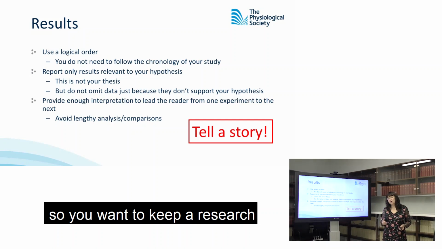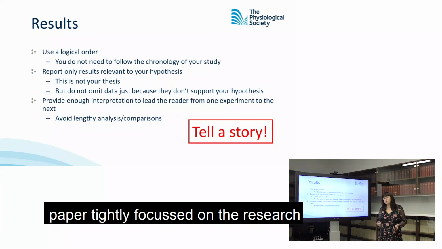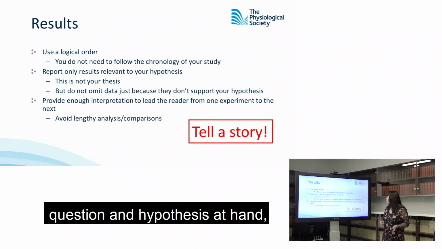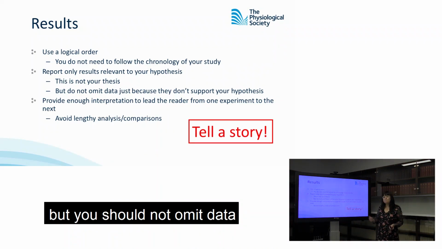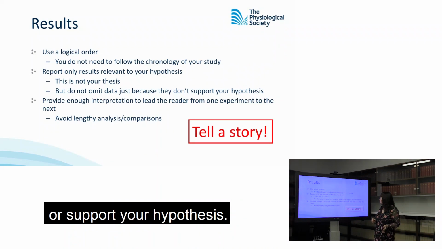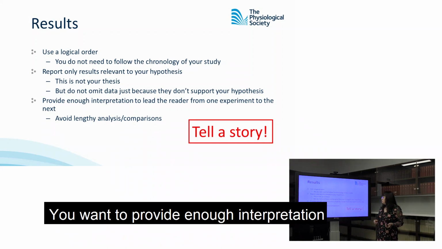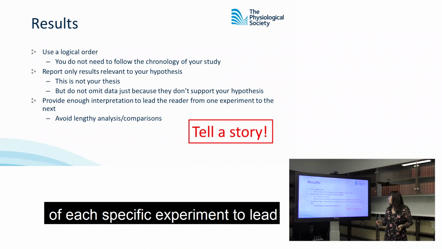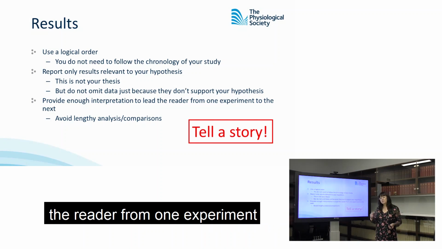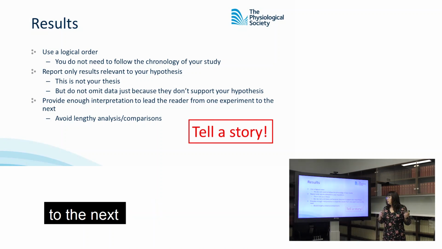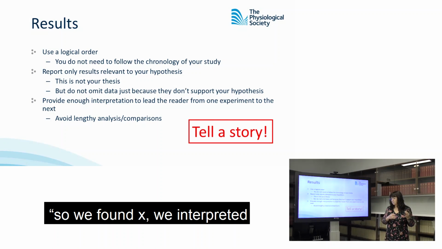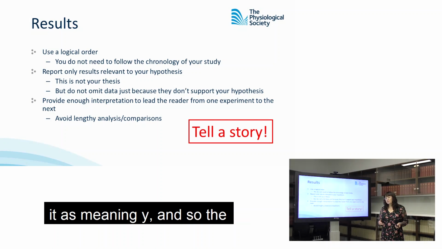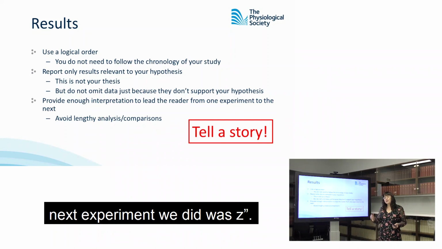So you want to keep a research paper tightly focused on the research question and hypothesis at hand, but you shouldn't omit data just because they didn't fit or support your hypothesis. And you want to provide enough interpretation of each specific experiment to lead the reader from one experiment to the next. So we found X, we interpreted it as meaning Y, and so the next experiment we did was Z.